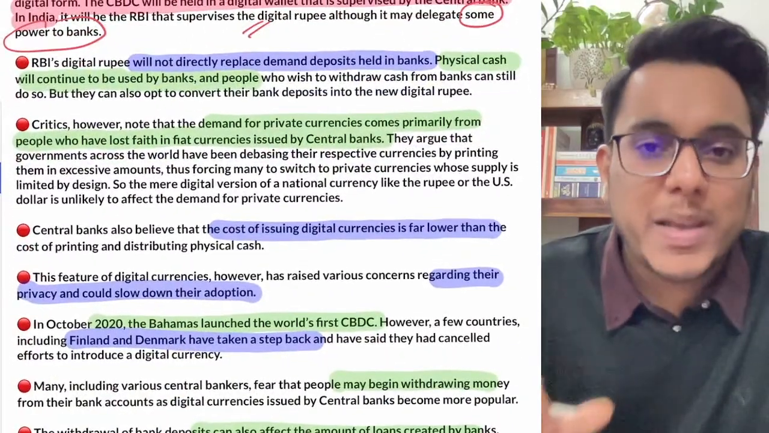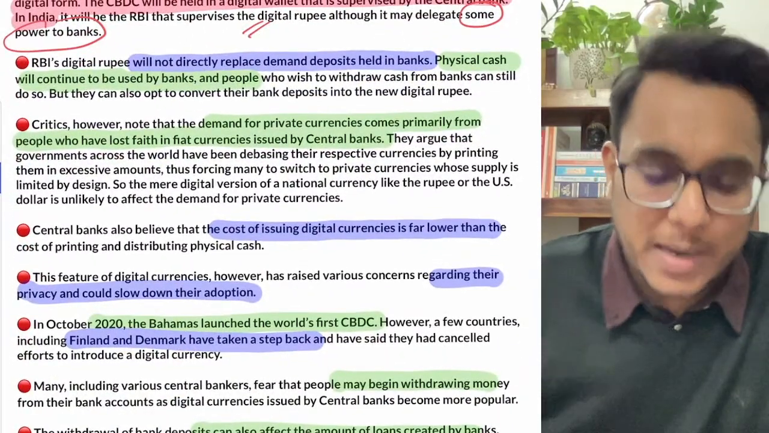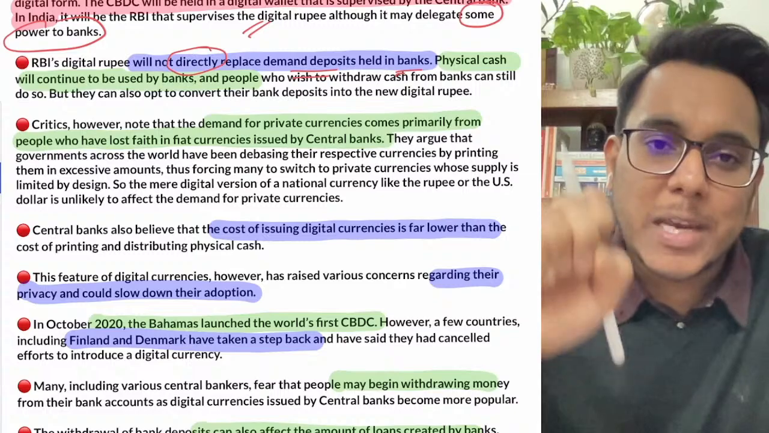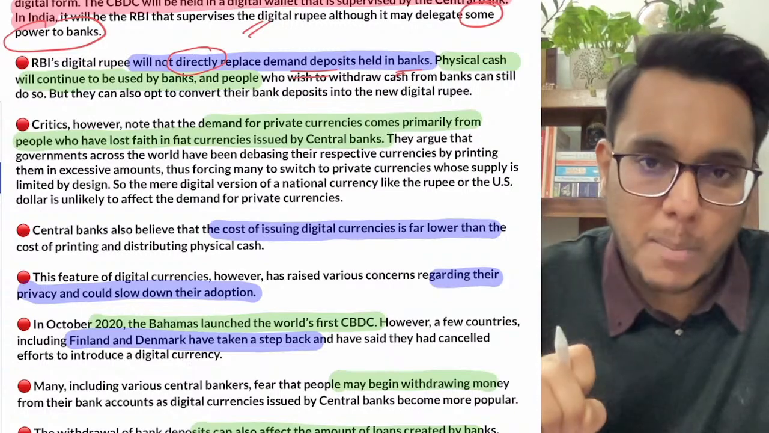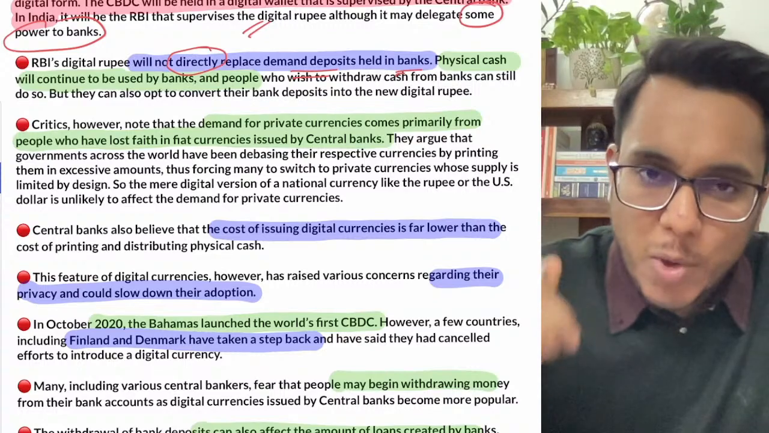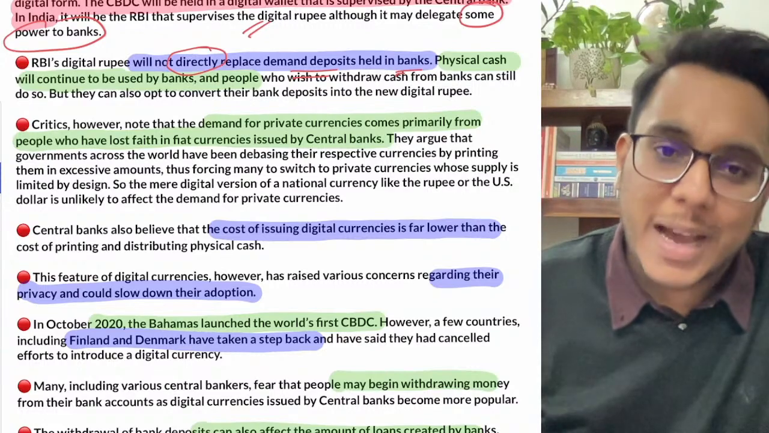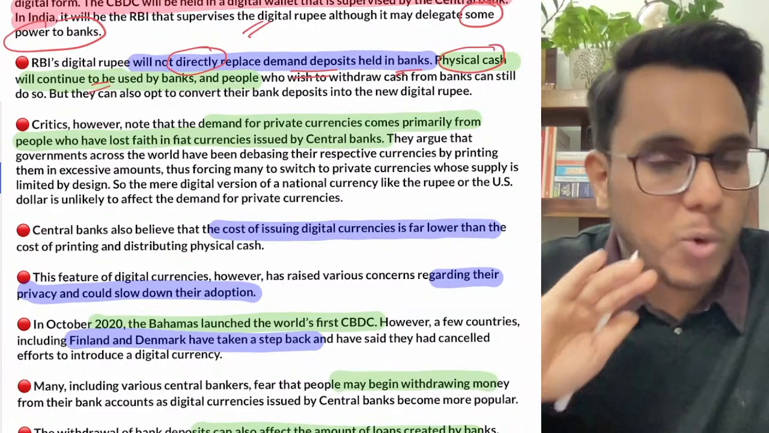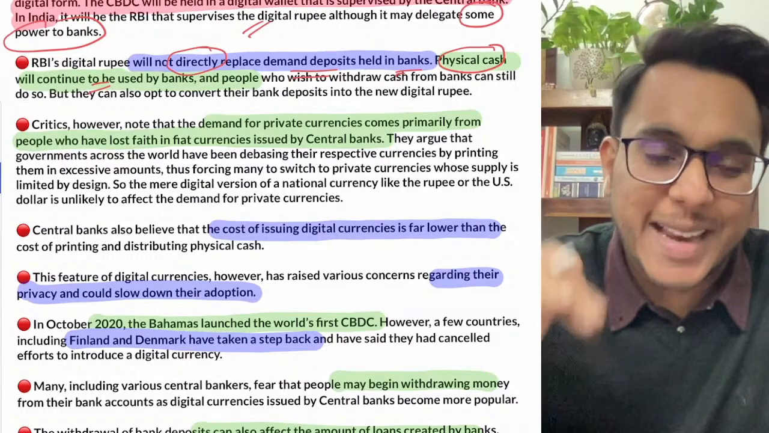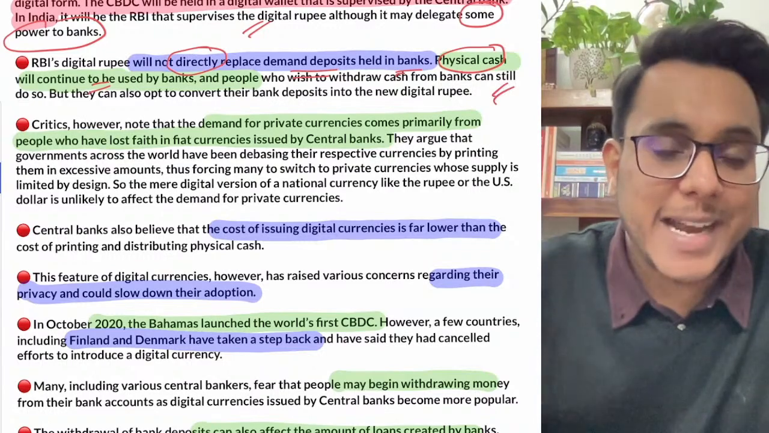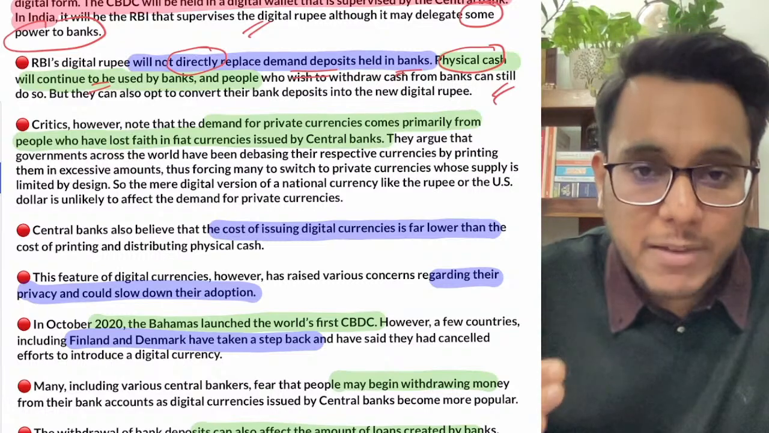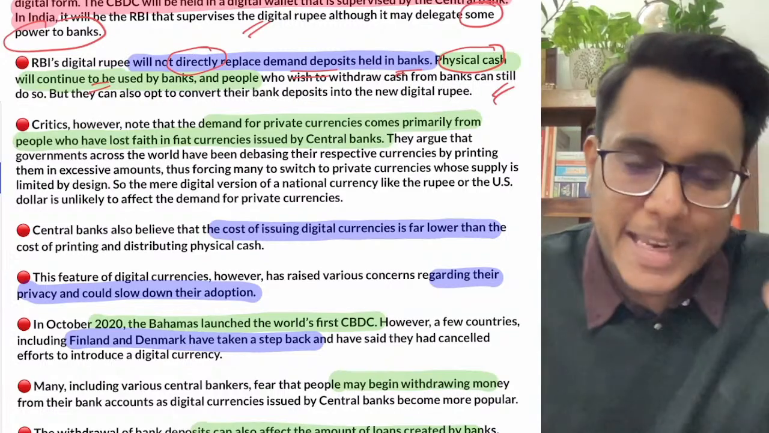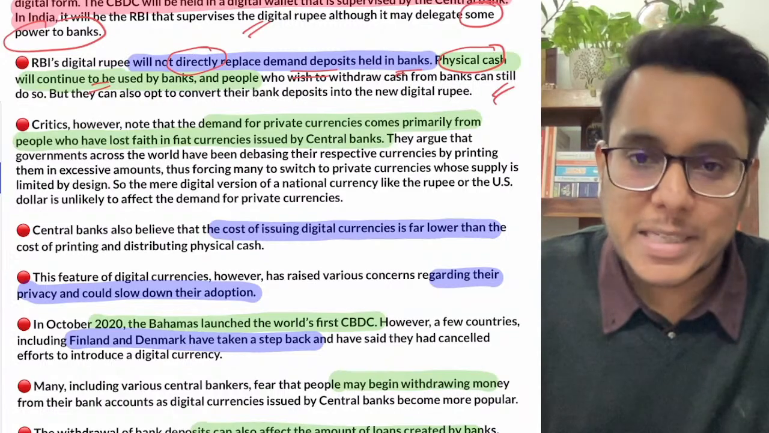Now guys, this digital rupee or digital currency that is coming will not directly replace the demand deposit that is held in the bank. Let's say you deposited money in the form of cash into the bank, your money will not be replaced. You still have an option to withdraw the money as cash. Is it clear? The bank also will maintain physical cash as they used to. So there will be no impact on the digital cash which is already there in the banks and which people are holding. People will have an option that if they want, they can convert their physical currency into digital currency and keep it in the digital wallet maintained by the Reserve Bank of India.